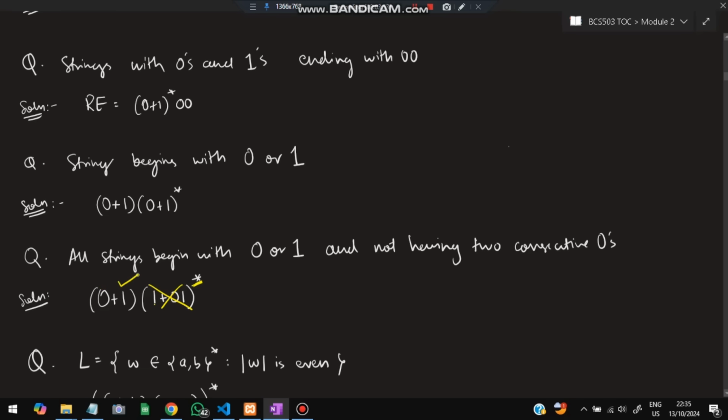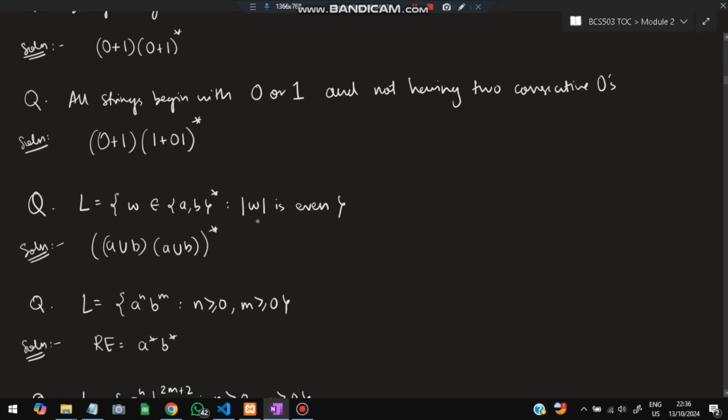I can include only 1 also, and if I try to include 0 and another 0, a 1 will also come here. So this will not be possible, and 1 will be coming from here obviously. So it will never be 0 0 1, it will be 0 and 1 plus 0 1. So it will be 0 1, 0 1, like that. It will never be 0 0 1 or something like that. So this is the regular expression for strings of 0 or 1 with no two consecutive zeros.